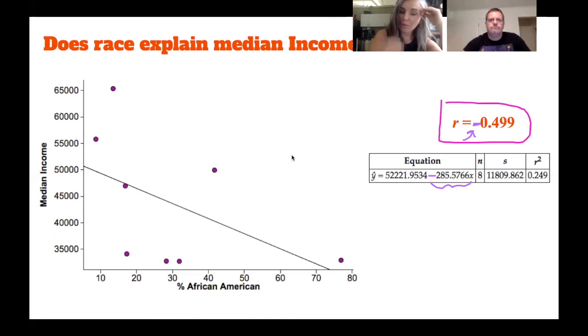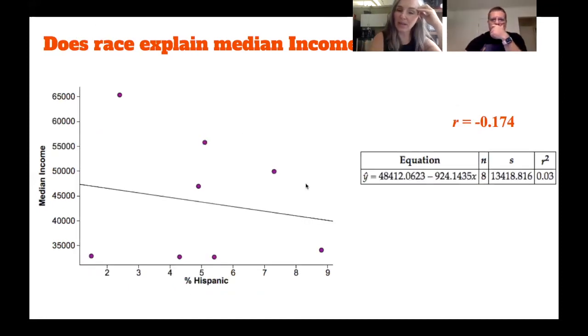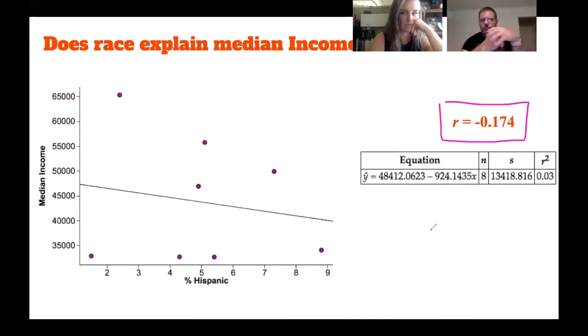And we're going to look at one more. The other one that we're going to look at is percent Hispanic. Look at that R value. Now, this one is also negative, meaning that as you have a higher percentage of Hispanics, the income would go down. But that relationship is significantly weaker because it's less than 0.2. It's pretty close to zero.